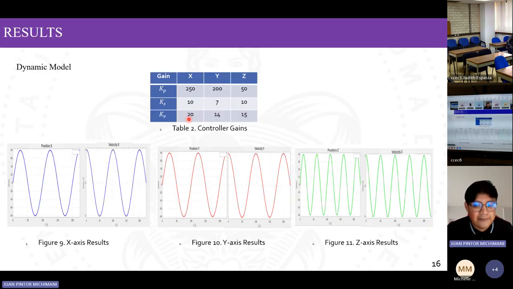Results. First, we present the simulation results obtained using MATLAB, demonstrating the functionality of the control applied to the dynamic models. The gains are obtained through trial and error until the optimal values are found. A sinusoidal trajectory was used as the input signal to achieve the desired position. The position of the work table and the velocity for all three axes were plotted, yielding favorable results in the simulation.